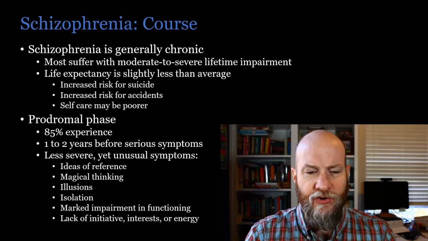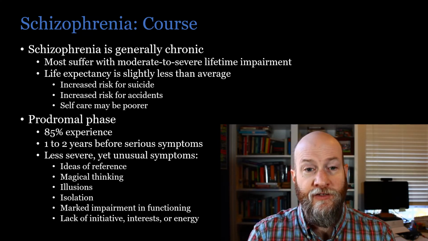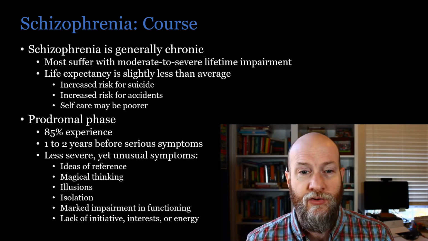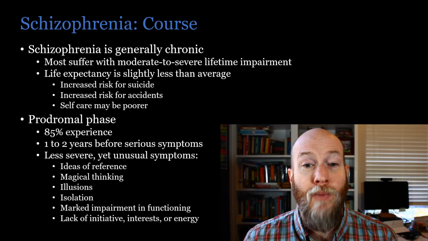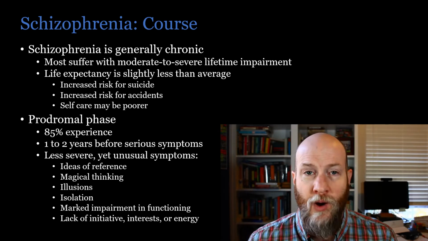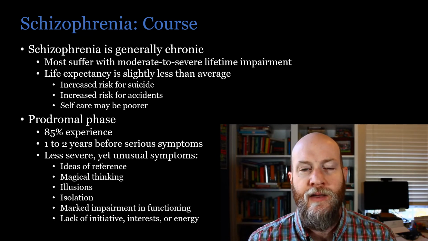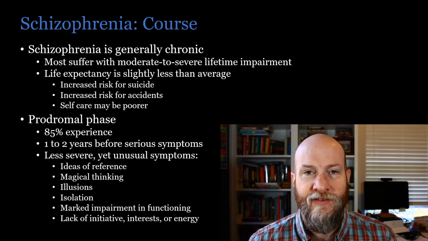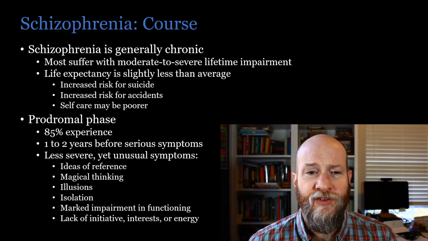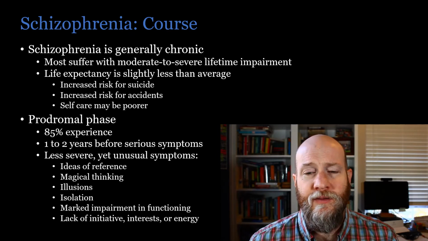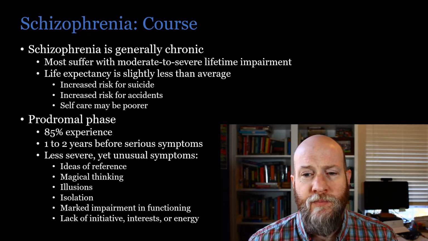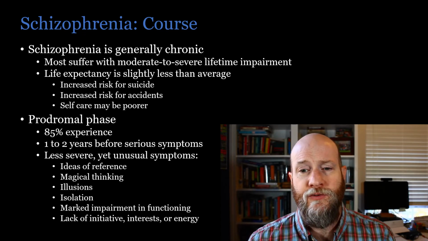So schizophrenia is generally regarded as a chronic condition, meaning that its course is ongoing. It does not resolve like an acute condition. Most people with schizophrenia experience moderate to severe lifetime impairment. This is one of the reasons why we refer to this as a serious mental illness, or it's captured under that umbrella of SMI, because of the degree of impairment and often the degree of assistance and treatment intervention that these individuals require. Life expectancy for those with schizophrenia is slightly less than average. There is an increased risk for suicide. There's an increased risk for accidents, and that disorganization and lack of self-care can sometimes lead people to make poor choices regarding their health, and that can then lead them to have an increased mortality.